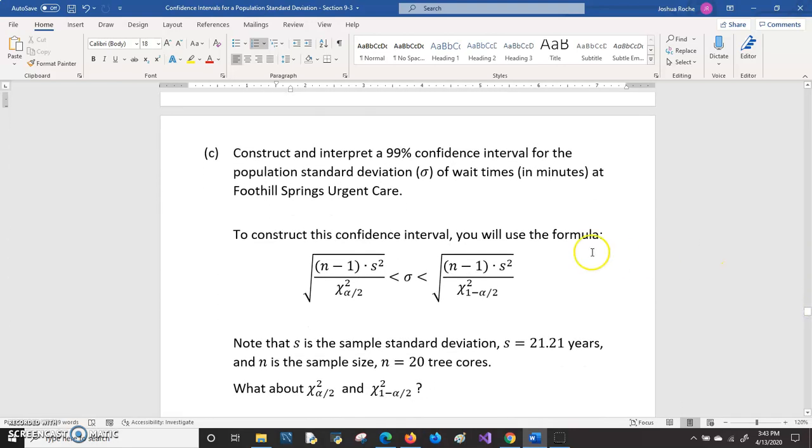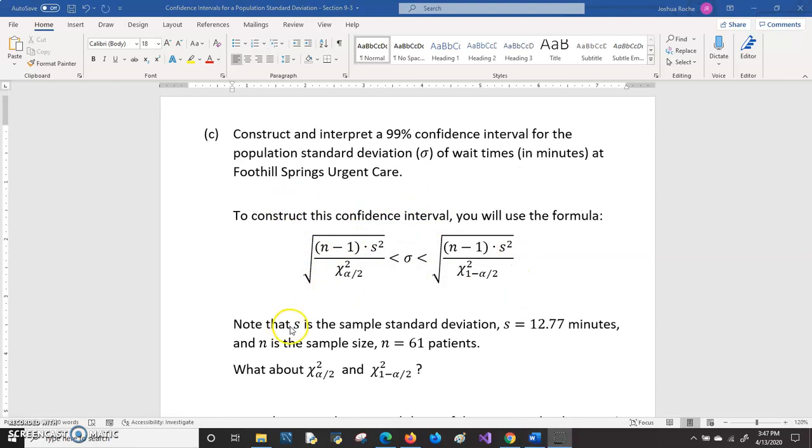Part C says construct and interpret a 99% confidence interval for the population standard deviation of wait times in minutes at Foothill Springs Urgent Care. To construct this confidence interval, you'll use this formula. Note that S is the sample standard deviation, so S is 12.77 minutes, and n is the sample size, which is 61 patients. What about these two chi-squared values?